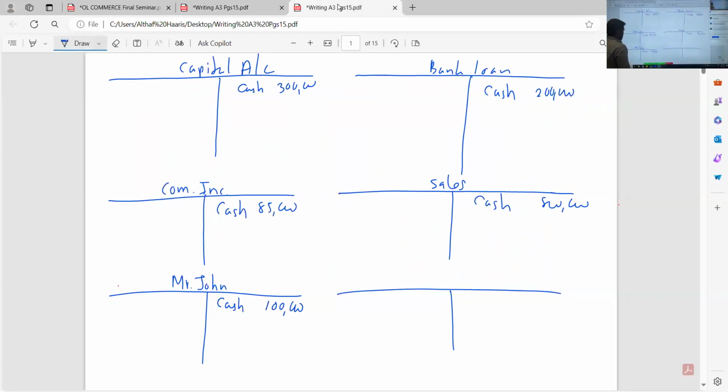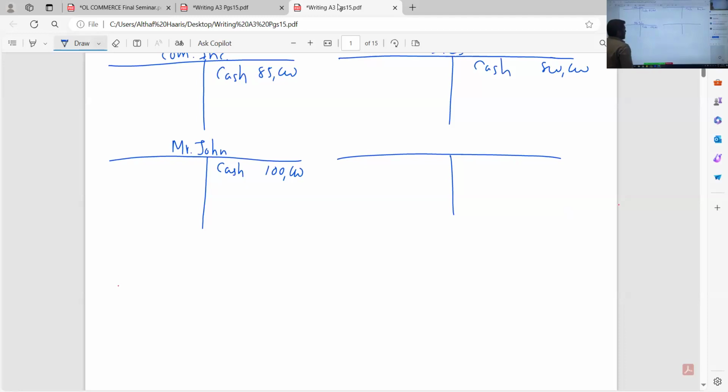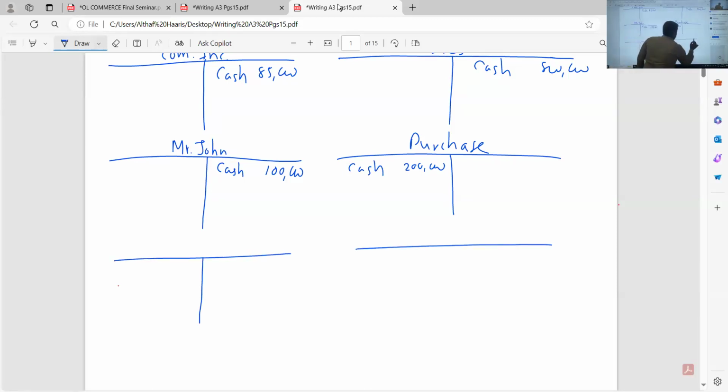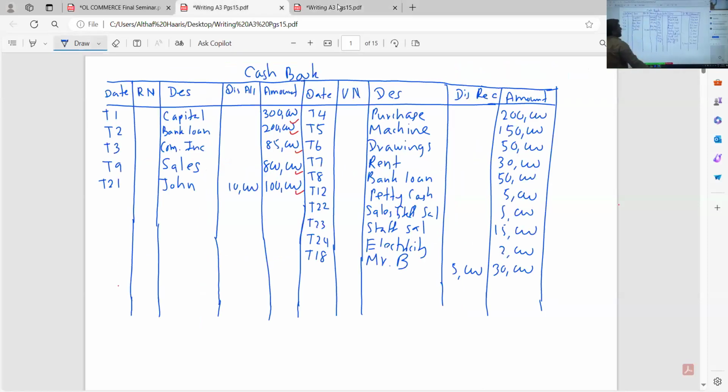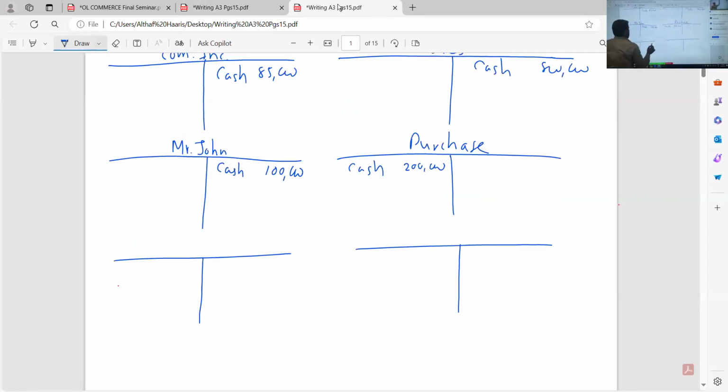So here, purchase. What's the amount? 200,000. Cash credit, here debit. Next one. Machine, 150,000. Machine, cash credit, here debit. 150,000. Cash. Then next one.